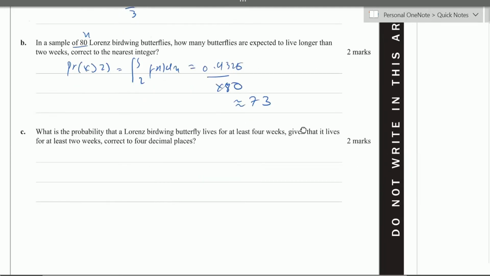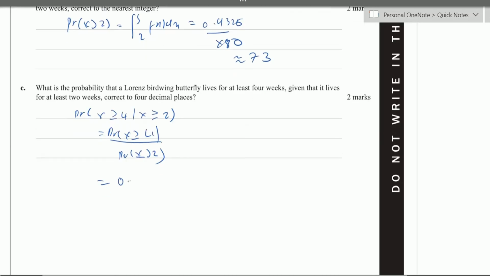So what's the probability a butterfly lives for 4 weeks, given that it lives for at least 2 weeks? So probability that x is at least 4 or bigger, given that it's at least 2 or bigger. And using our expansion, we can rewrite it as this. You can just integrate that and you should get 0.2878.